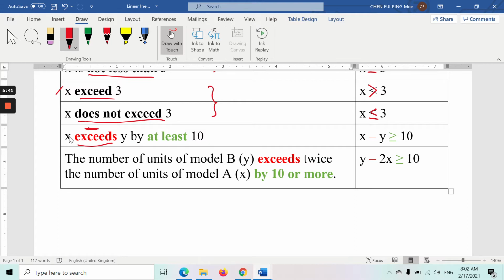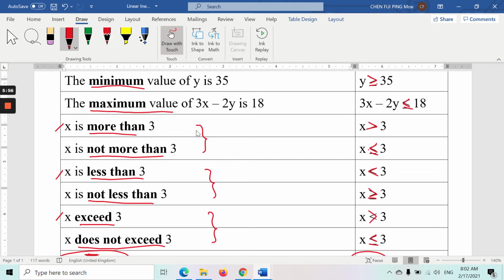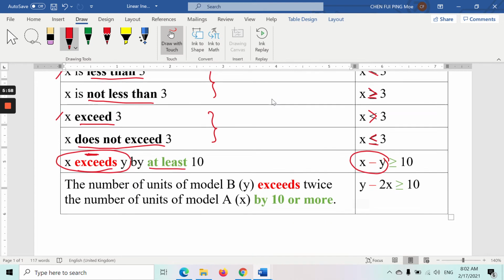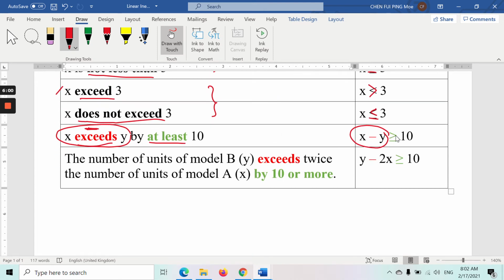So how do you write? X exceed Y, this part means X minus Y. Okay, you see this red color, represented by this red color. By at least, just now in the first inequality we already saw, at least uses greater equal. So here is greater equal. Then 10 you just copy down. So this is the linear inequality.